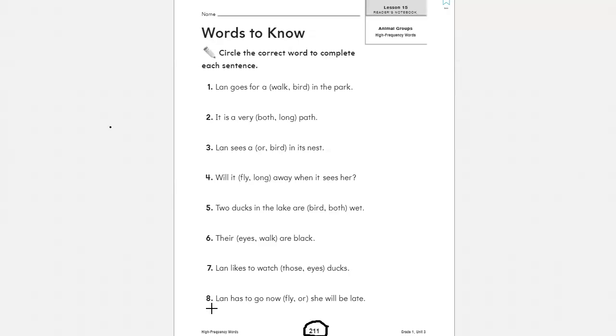And for our last sentence, number 8, it says, Lan has to go now, blank, she will be late. The two words are fly, or. Would we say, Lan has to go now, fly, she will be late? Or would we say, Lan has to go now, or she will be late? Circle the word that best completes the sentence for number 8.